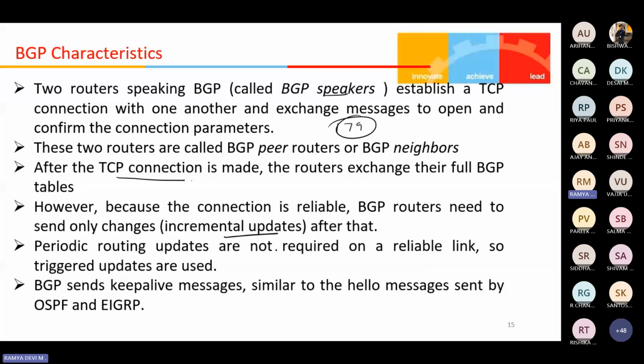PGP will not send any periodic updates. Periodic full routing table updates will not be there. It relies only on triggered updates, so it sends only when there is a change in routing information. It also sends keep alive messages, which are used to maintain the TCP session and also to verify the peer availability.